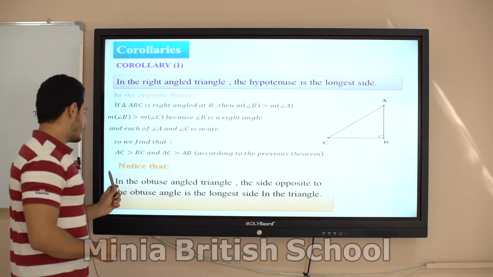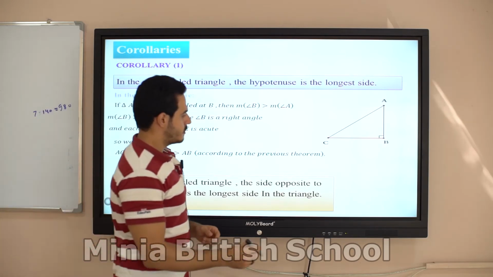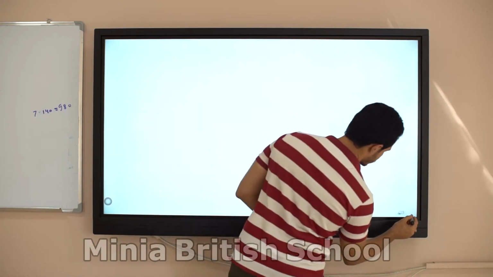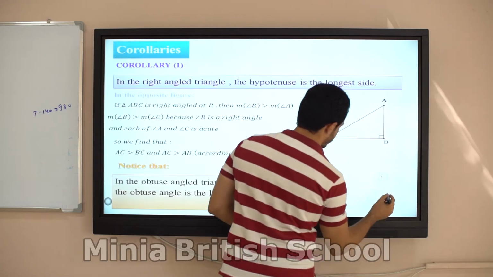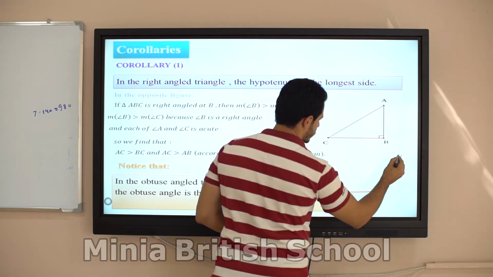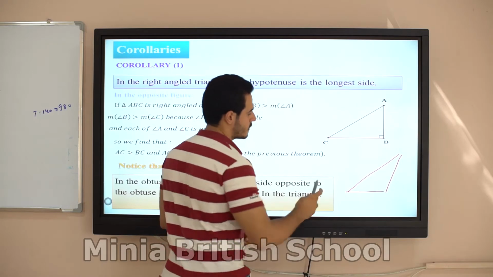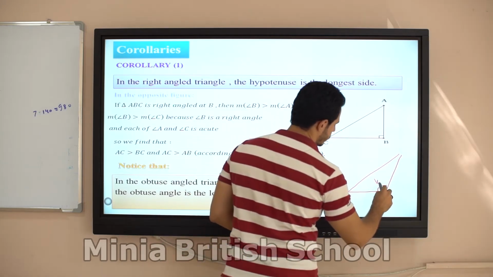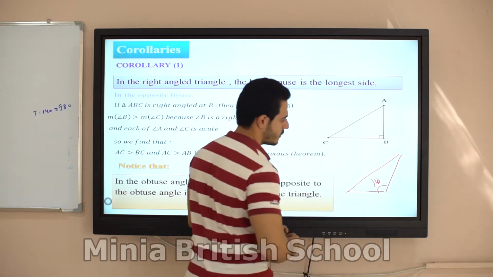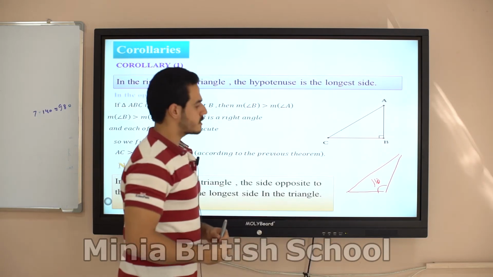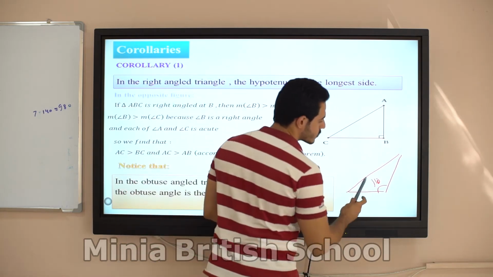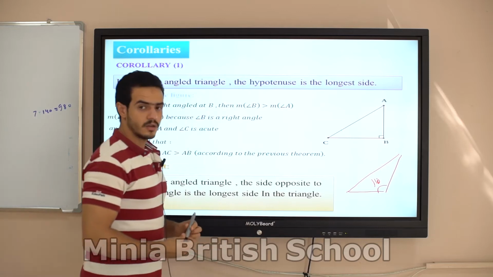Notice that in the obtuse triangle, if I have an obtuse triangle, and this angle equals 110, which is the greatest side? The greatest side is opposite to the obtuse angle.